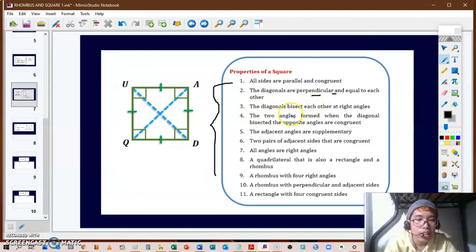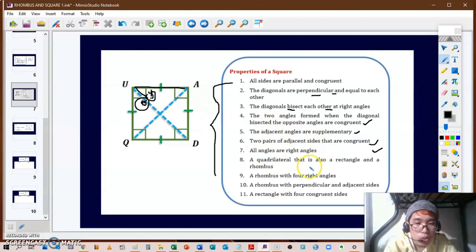Okay, and also the diagonals bisect each other at right angles. So that means the measurement of angle AUD is 45 degrees, and DUQ is also 45 degrees. If we add those measurements, we get a right angle, which is 90 degrees. And that's the angle measurement for all of the corners of a given square. Also, the adjacent angles are supplementary, much like the rhombus. The pairs of adjacent sides are congruent, also like the rhombus. All of the angles of a square are right angles, and therefore they are congruent.